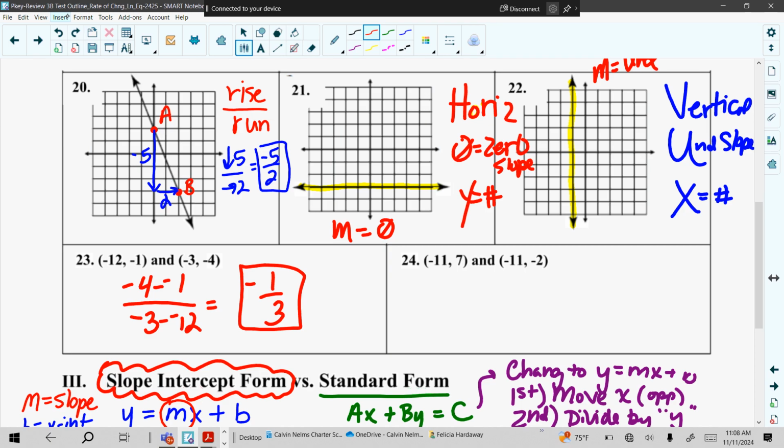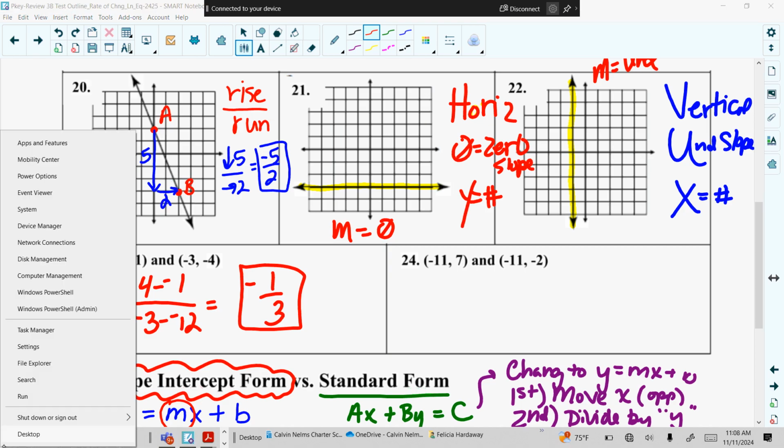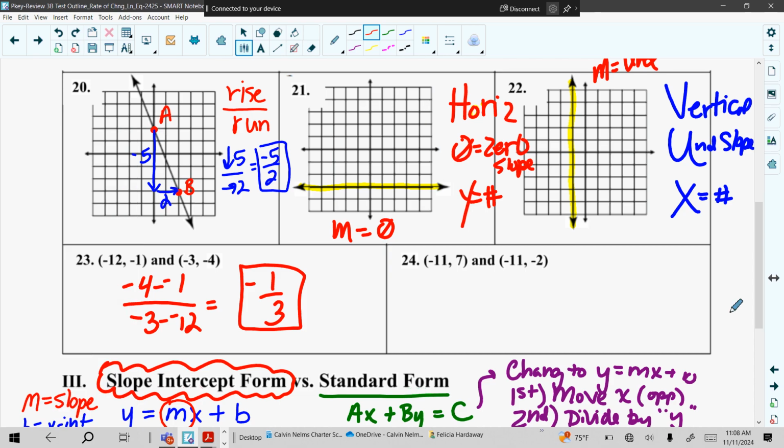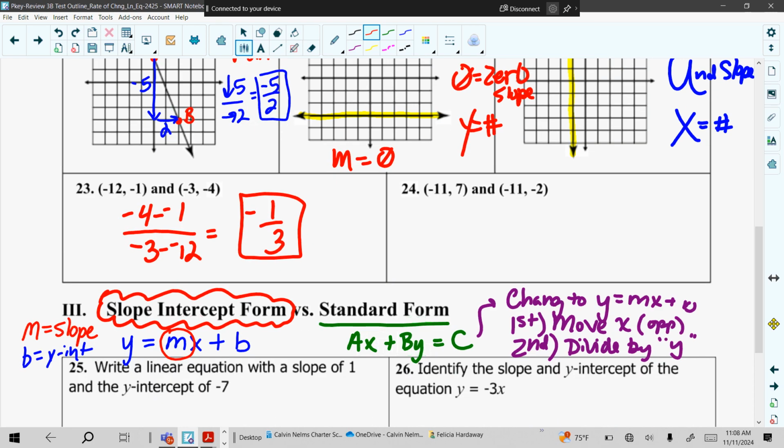Okay, let's try 24. How are we going to set up 24? -2 minus 7 over -11 minus -11. Yeah, it is. No, it's undefined. If you get an error or divide by 0 error, it's undefined.